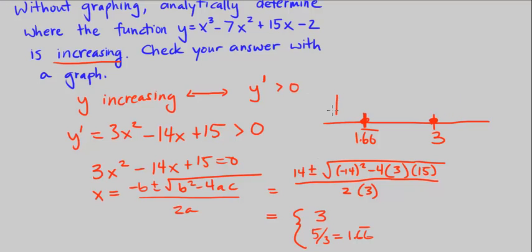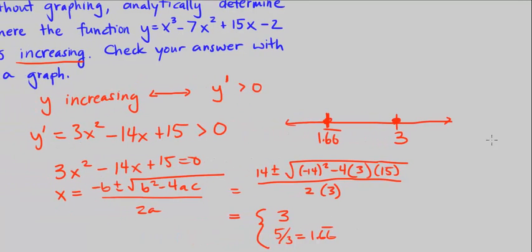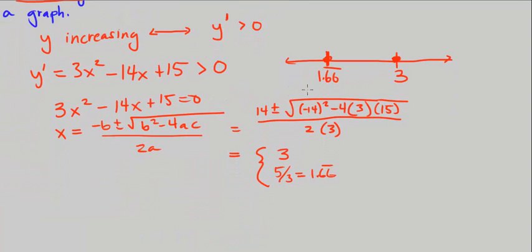Because once I check one point to the left, I'm going to know whether it's going to be positive above that, everywhere to the left, or below. Okay? So what points am I going to check? I'm going to check the easiest points I can. Let's just bring this down, right? I'm going to check here at x is equal to 0. In between 1.66 and 3, I'm going to check at x is equal to 2. And over here, I'm going to check at x is equal to 4, right?